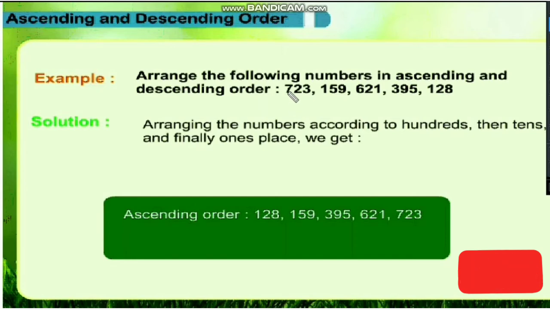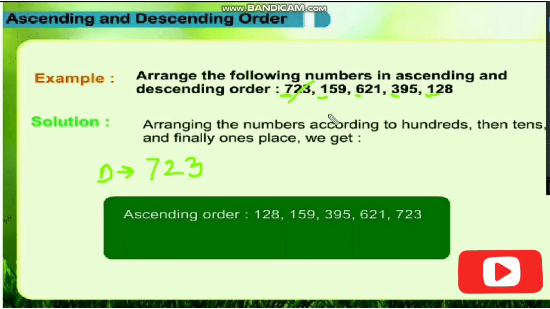Here which number is biggest? 700, 100, 600, 300, 100. Which is greater? Obviously 7 is greater. So we will write it first while writing the descending order. Descending order we are writing here. So we will write 723 first. Okay, this number is gone now.